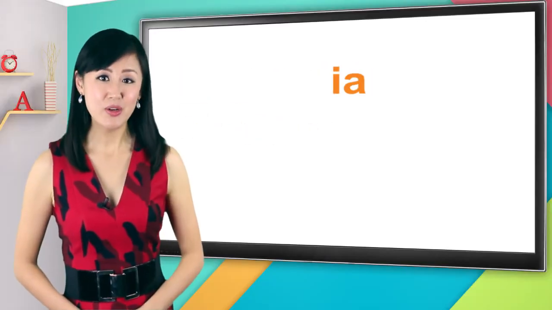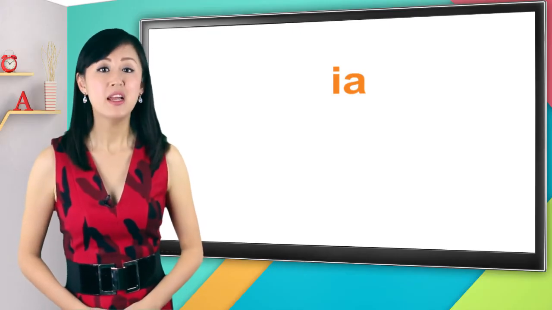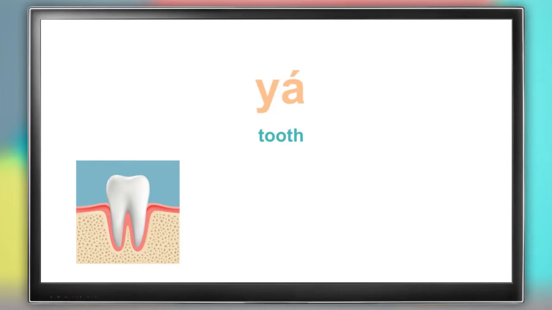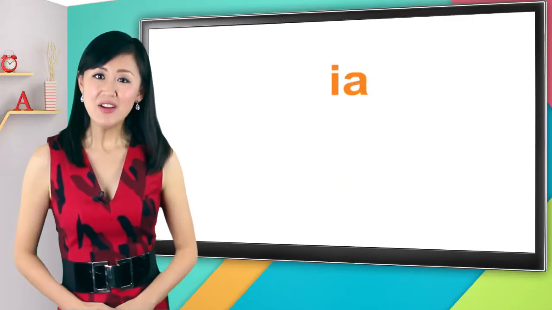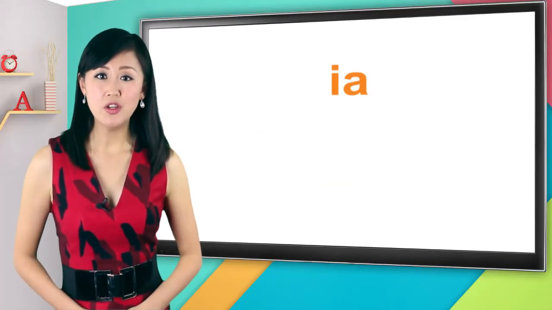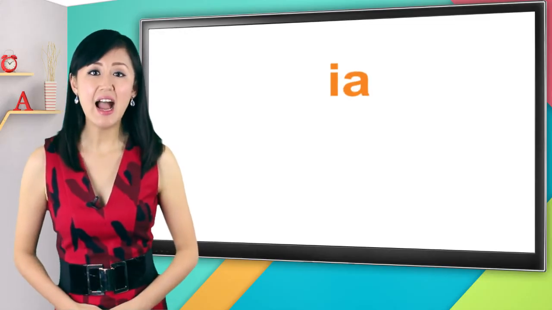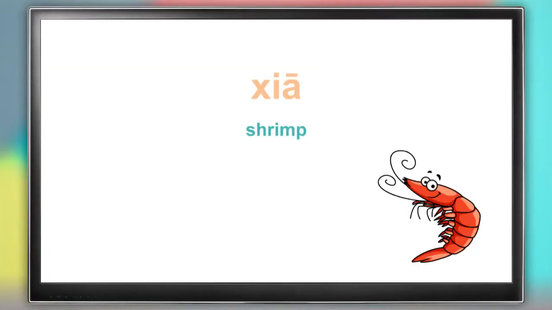Okay, if this final stands on its own, remember the I changes to a Y in that case. In Chinese, tooth is ya with a 2nd tone. Now let's take a look at an example of this final with an initial before it. In this case, it says IA. The word for shrimp in Chinese is xia, 1st tone, xia.